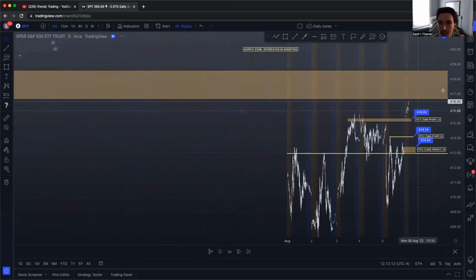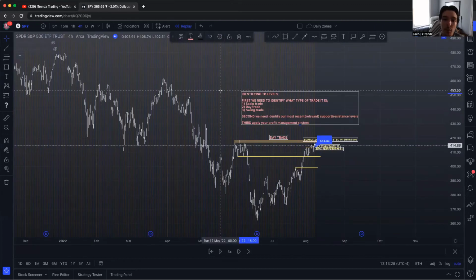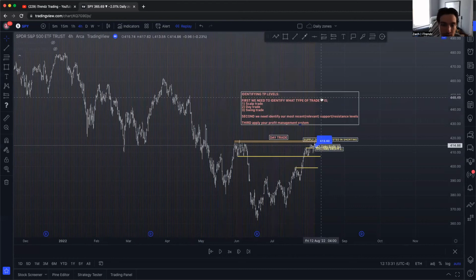So this is great. Let's zoom back out again. So if we come back to here to see what we have to do, first we have to identify what type of trade it is. We identified what type of trade we're taking. We're taking a day trade, right? We had identified our entry point. We identified our exit points, our real take profit levels, by utilizing support and resistances, our most relevant and recent support and resistances for our take profit levels. Then third, apply your profit management system, right? So this is the profit management system that I spoke about in the beginning, the iTrendz 4-to-1.